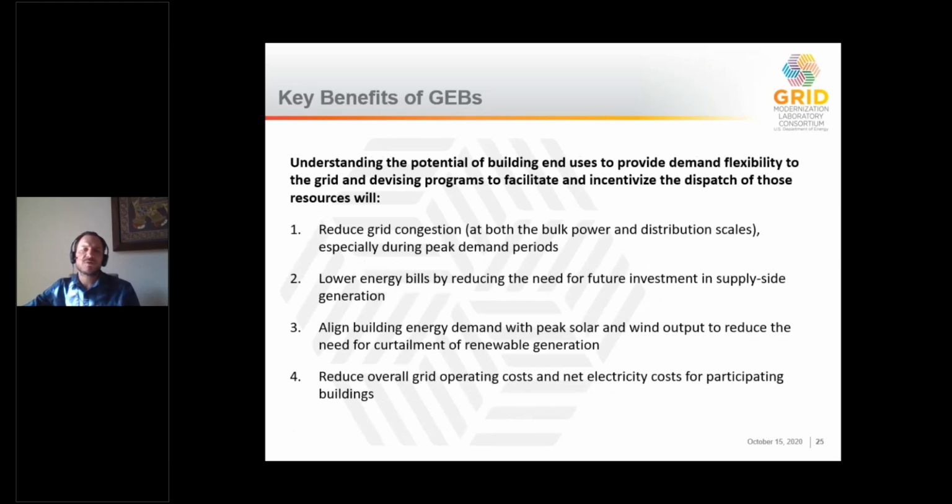So you've probably seen some of this information in other presentations, but it's important to keep in mind the benefits associated with developing programs around the potential for buildings to provide demand flexibility. Some of those benefits include reduced grid congestion, especially during peak demand periods, reduced energy bills driven by reduced infrastructure costs, minimizing curtailment of renewable generation, and enabling lower electricity costs by reducing grid operating costs.